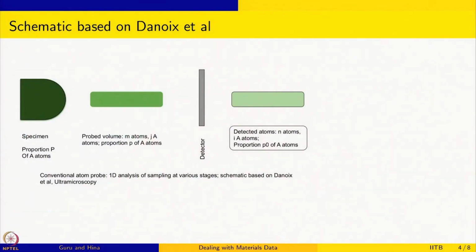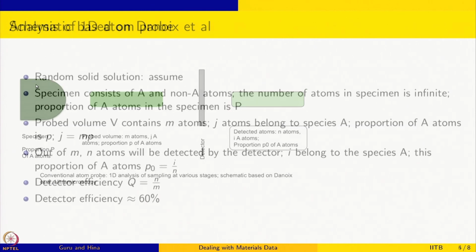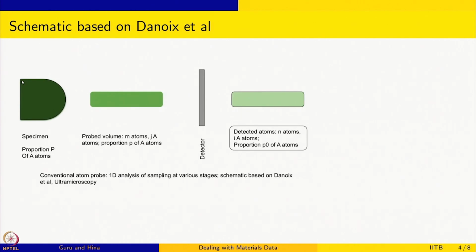This is a schematic based on Danois et al. They have a very nice schematic. Here you can see that there are 3 regions I have marked. This is a sample, from which we are going to pull out a portion, and then these atoms are going to fall on the detector, or they are expected to fall on the detector, out of which some of them are detected by the detector.